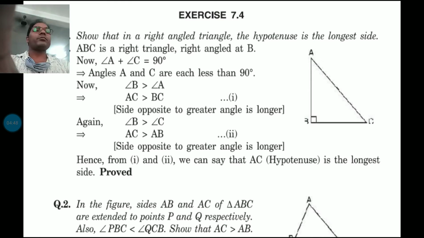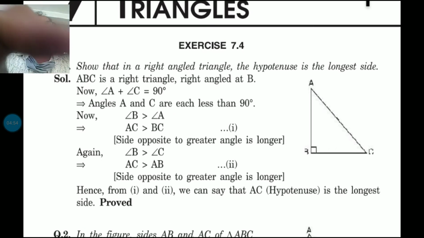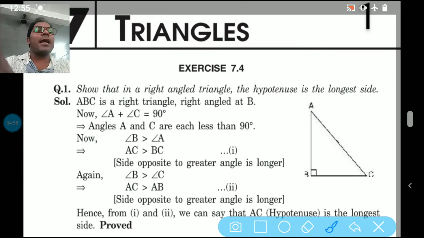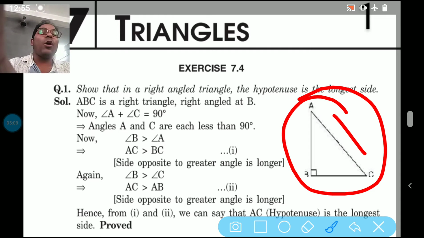Now here in exercise 7.4, question number 1. You can see the question here on the screen: in a right angle triangle, the hypotenuse is the longest side. We have to prove that in this right angle triangle ABC, hypotenuse AC is the longest side. So how can we prove it?